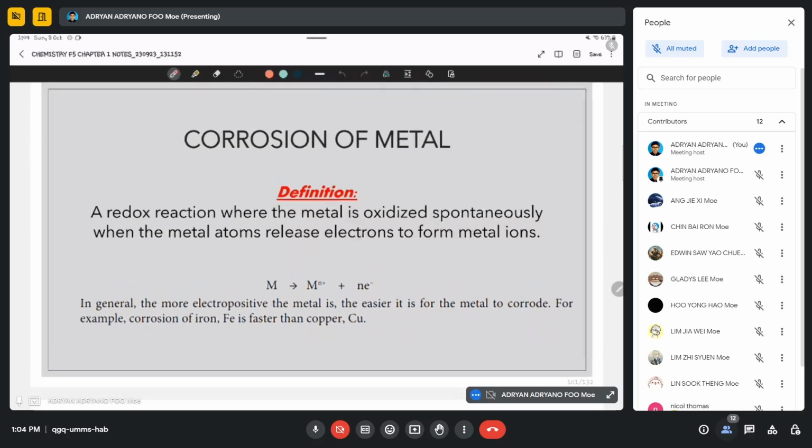Corrosion 很简单啦, whereby metal is oxidized, 所以它其实就是 oxidation 来的. Whenever a metal undergoes corrosion, actually it gains oxygen. When it gains oxygen, it is called oxidation. That's it. The more electropositive the metal, the easier it is for the metal to corrode. For example, corrosion of iron is faster than copper and so on.